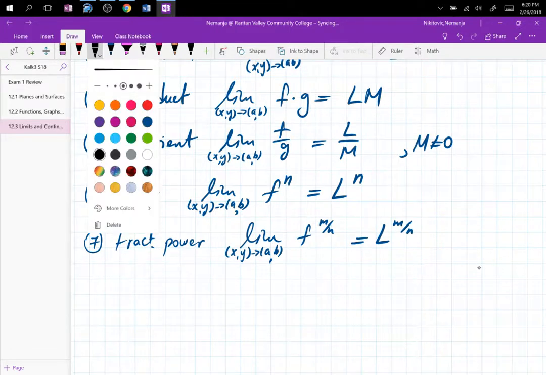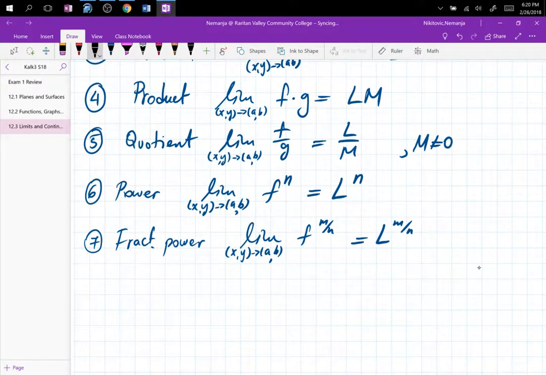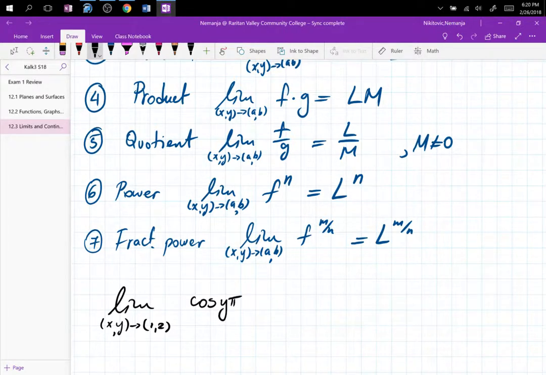So now, the basic limits, again, before we go into the does not exist boundary stuff. The limit as xy goes to 1, 2 of, let's say, cosine of y pi minus x squared y. That's the problem.